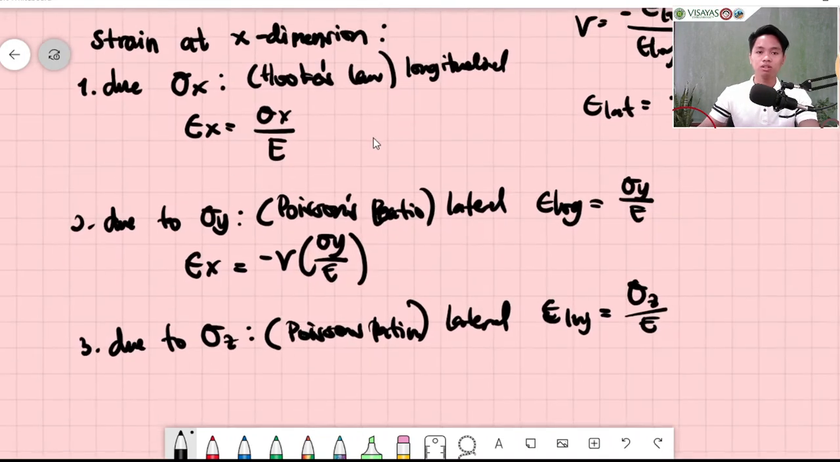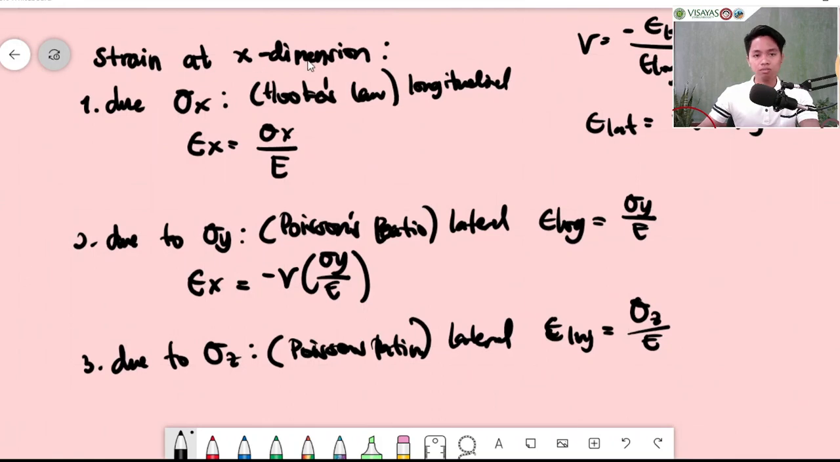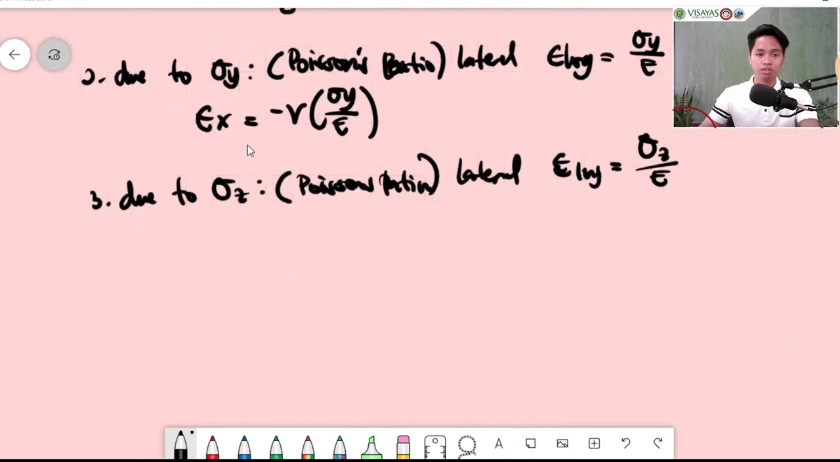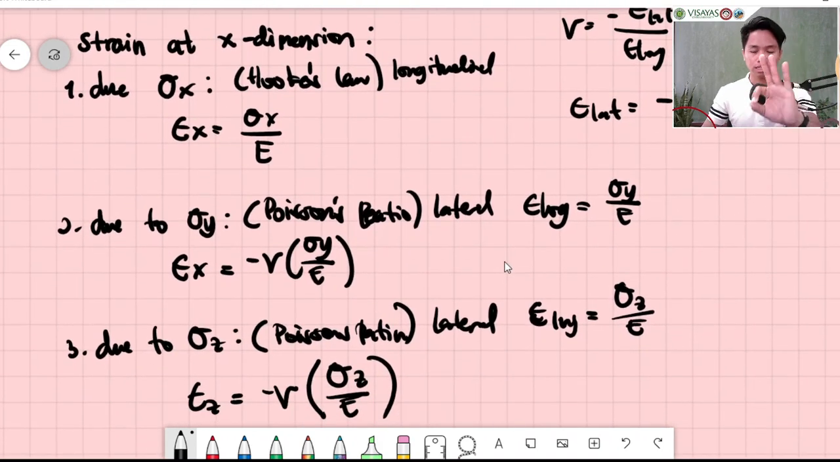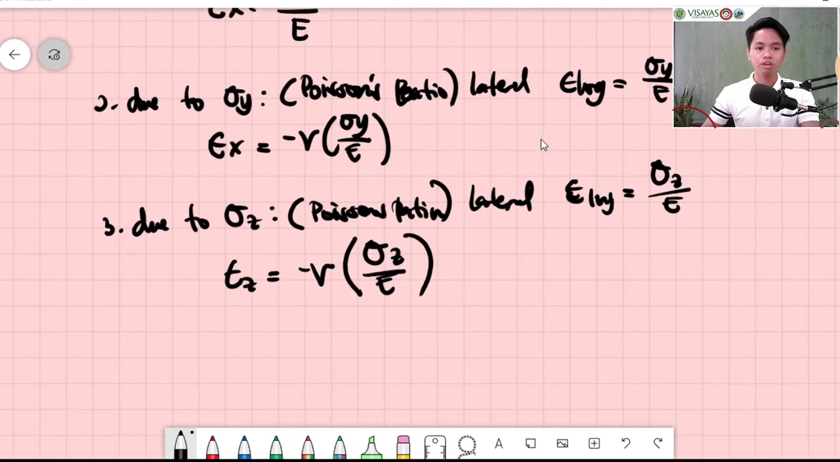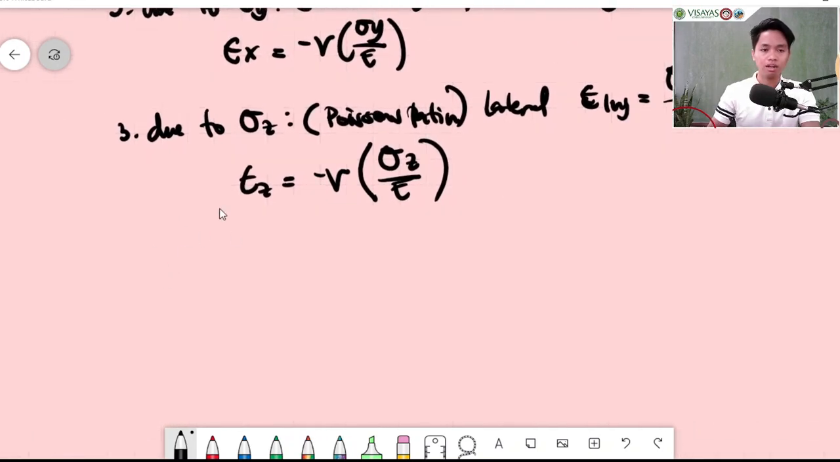Di ba? Kabantay mo. Kung x dimension man ta ato gina-consider, so x dimension siya mahimong longitudinal kung x. Pero sa y ug z lateral lang siya. That is why we are going to use your Poisson's ratio. So therefore this would be the strain at z is equal to negative V multiplied by your stress at z over your E. Di ba? So muna siya, tulo ka stress ang atong gina-analyze. So therefore to summarize, what is the total x.